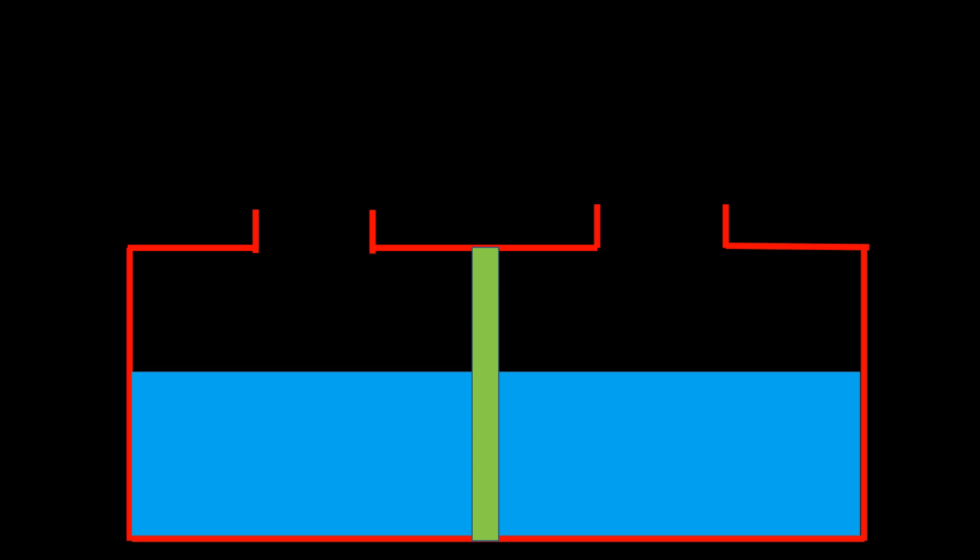Now, on the left hand side, I am going to add solute particles. This yellow color are nothing but non-volatile solute particles. Clear with this? Now, since I am having a semi-permeable membrane over here, the solute particles cannot travel from the left hand side of the container to the right hand side of the container.